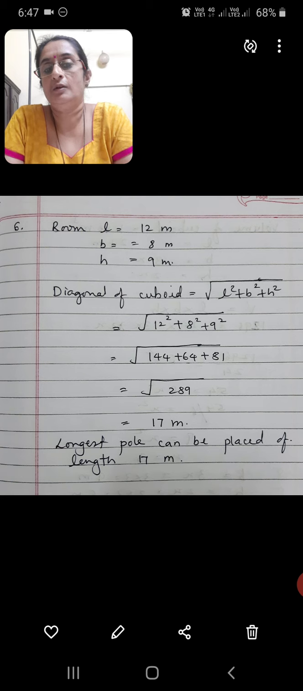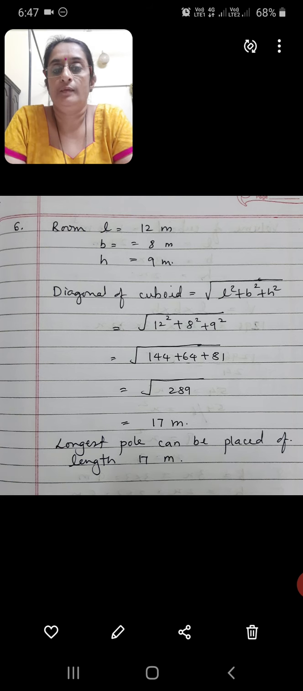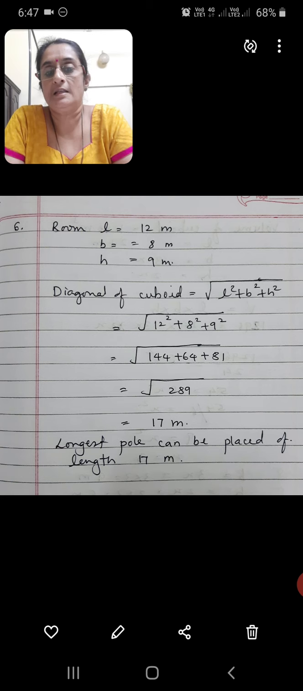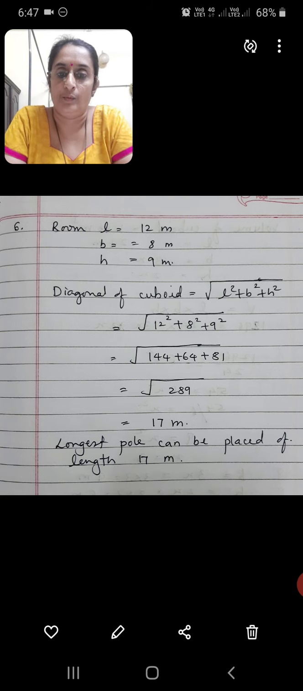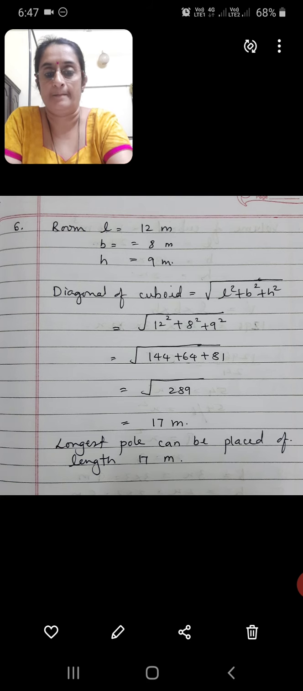To find the longest pole's length, we have to find the length of the diagonal, because you can put it from one corner to the opposite side's other corner. So that will be the diagonal of that room. To find the diagonal, we are going to use the formula root of L square plus B square plus H square. All three units are in meters, so no need to convert. So 12 square plus 8 square plus 9 square gives us 289. Root of that is 17. So the longest pole that can be placed in that room is 17 meters.